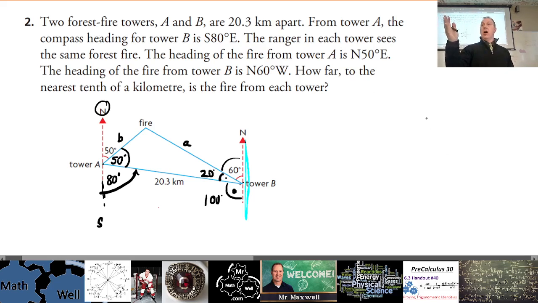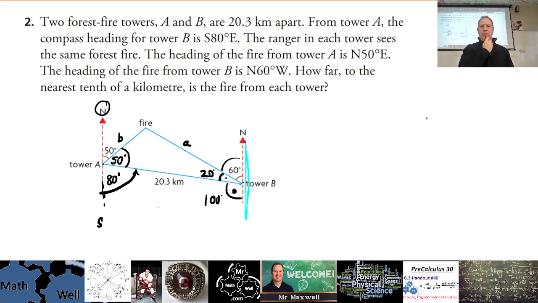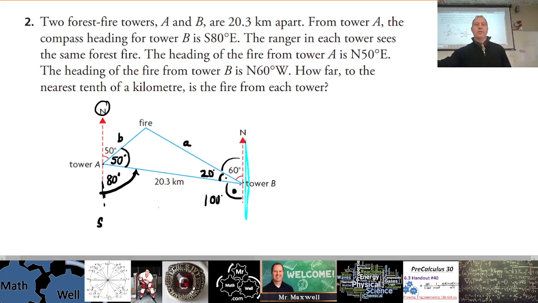Sine law? Can you use a sine law? You can use the sine law. Can you? Okay. Do I have an angle and an opposite side pair that I can use? You can find angle phi. Very good. Yes, you can find this one because now we're given 2 angles out of 3.